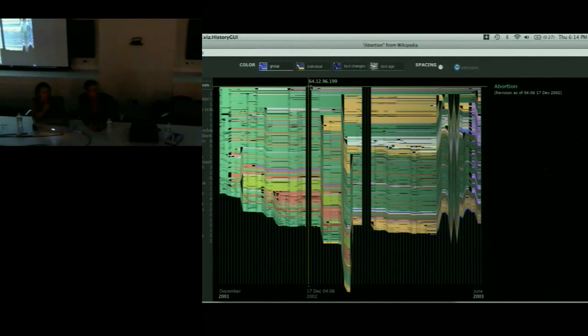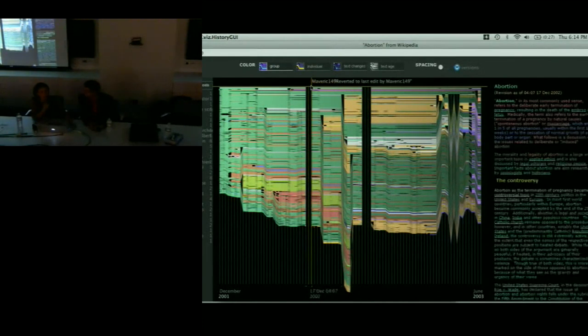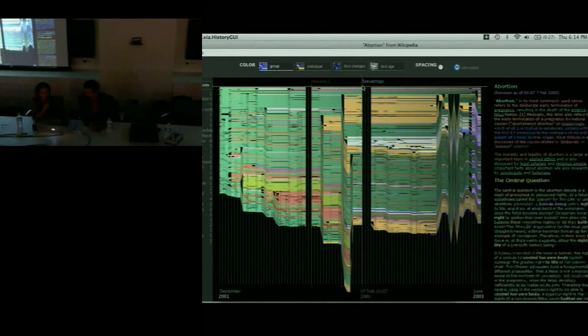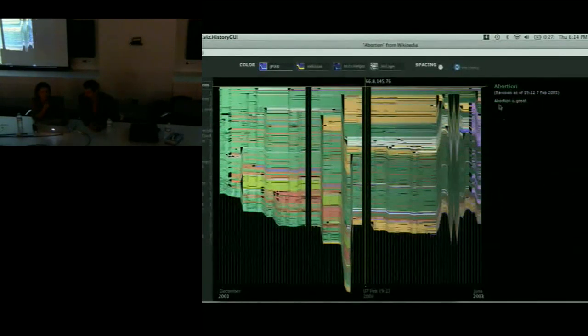And then eventually it gets reverted to what it was back. Over here, someone, on top of deleting the whole thing, said abortion is great. And then, abortion is good. And then it got reverted. And what we saw by looking at the visualization is when these things were taking place.